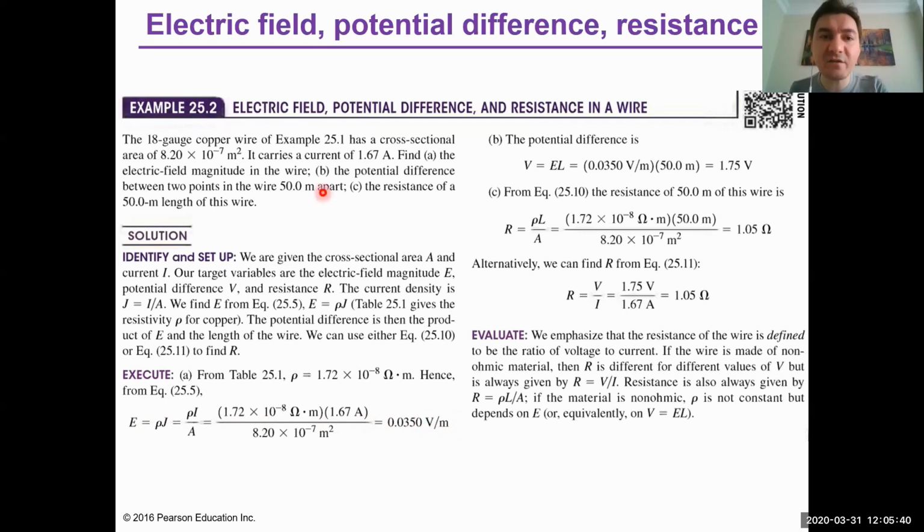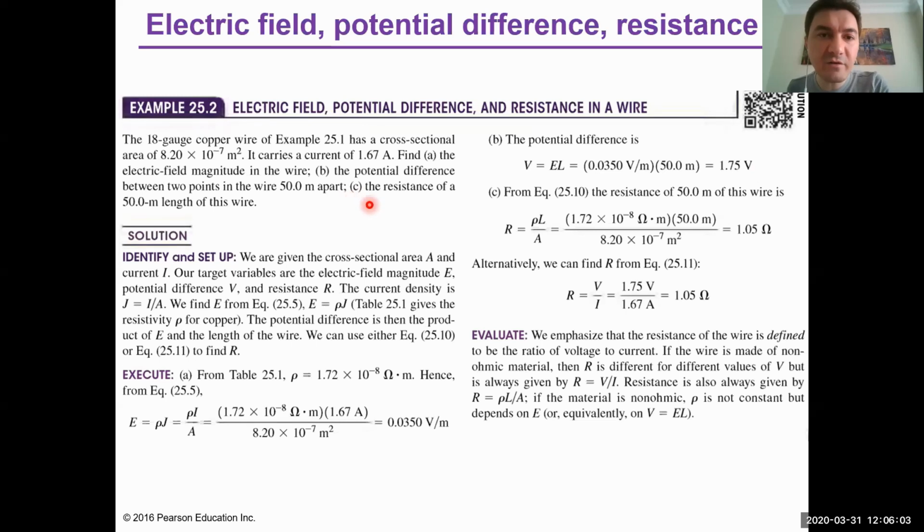So what was the second question? Potential difference between 2 points in the wire 50 meters apart. So potential difference can be written like this: electric field times length. Length is given, electric field is already calculated, then I can calculate the potential difference, 1.75 volts.